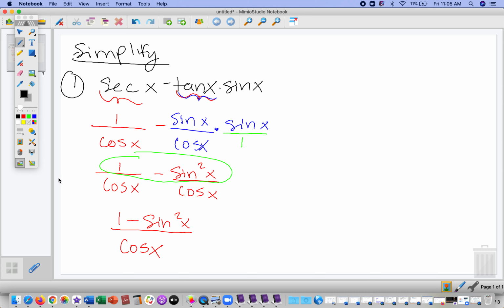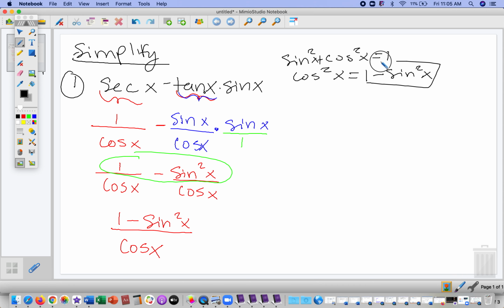And then if we go to our identities, we know sine squared x plus cos squared x equals 1. And I know that cos squared x is equal to 1 minus sine squared x. So I can replace the 1 minus sine squared x with cos squared. So we're going to replace right here. So we have cos squared x over cos x.